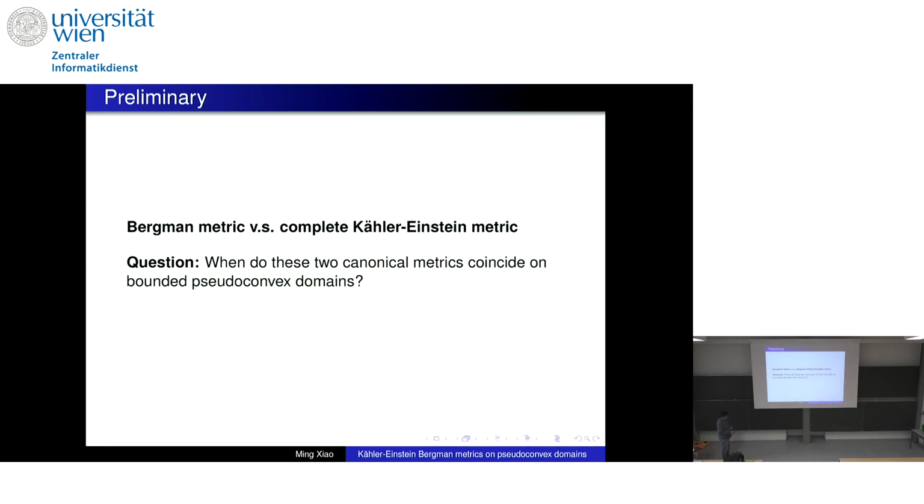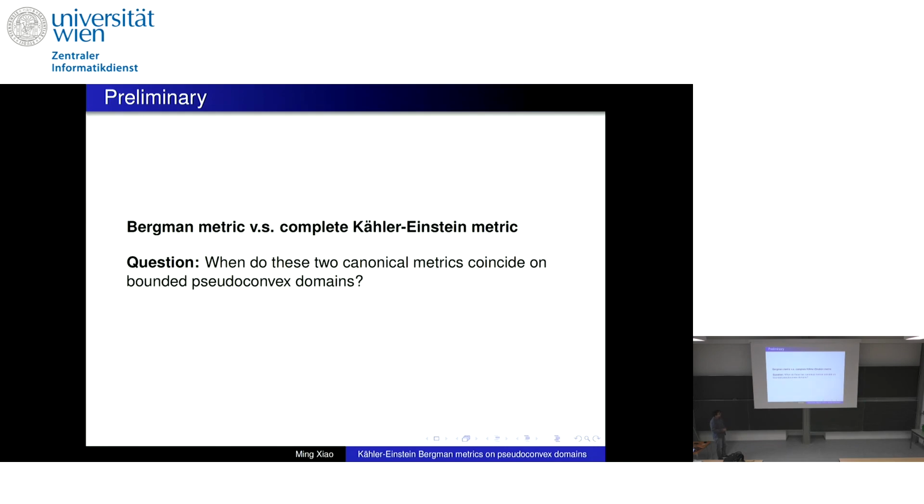Now we have two canonical metrics which both depend only on the complex structure. One is the Bergman metric, the other is the complete Kähler-Einstein metric. Then a natural question is, when do these two canonical metrics coincide? And it's natural to ask this question on bounded pseudoconvex domains because the existence of a complete Kähler-Einstein metric requires pseudoconvexity. So when do they coincide?